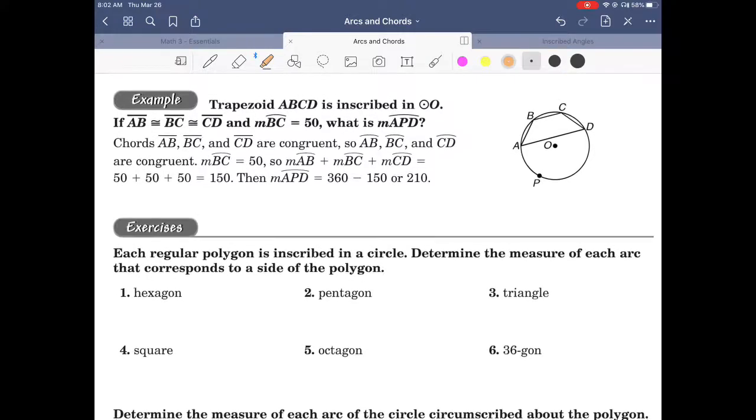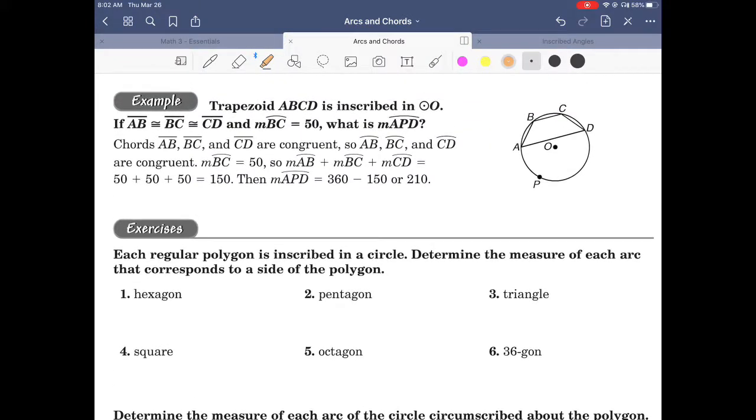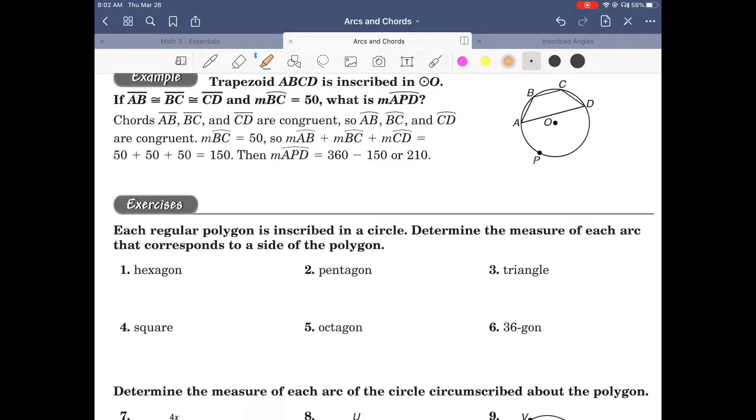Okay. So if we come down here, you can look at this example if you want. It's posted, kind of walks you through it. If I look at this, it says each regular polygon. So regular means that all the angles and sides are congruent. Is inscribed in a circle. Inscribed means all the vertices are on the circle, but it's inside of the circle. Determine the measure of each arc that corresponds to the side of the polygon.